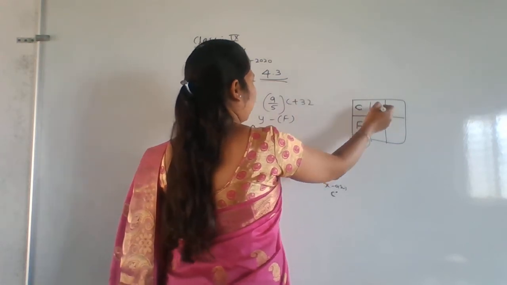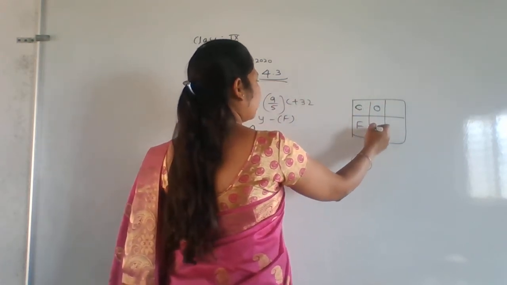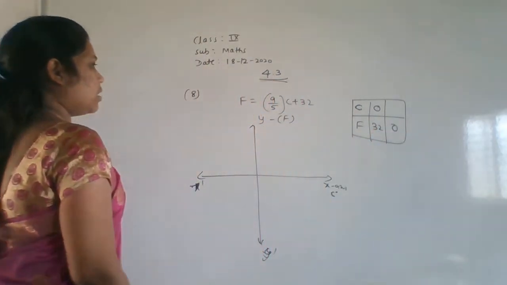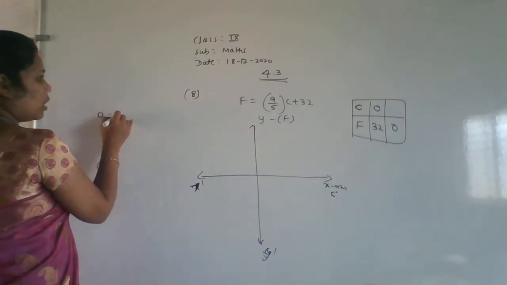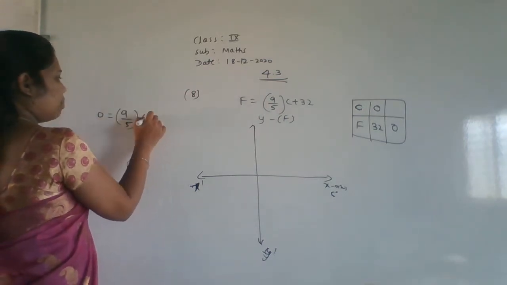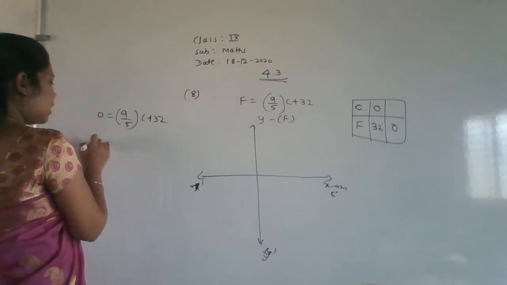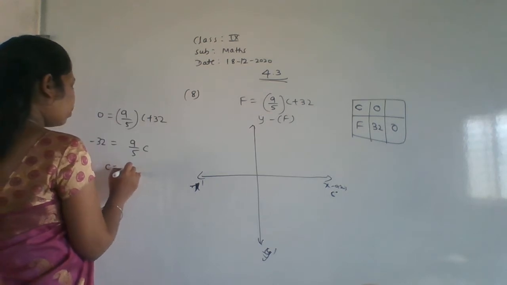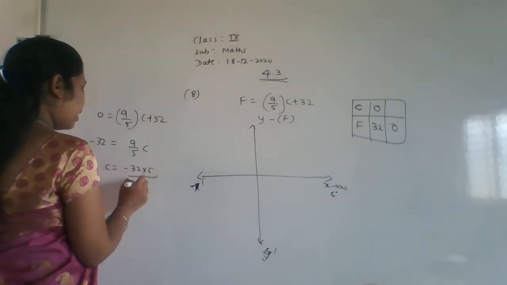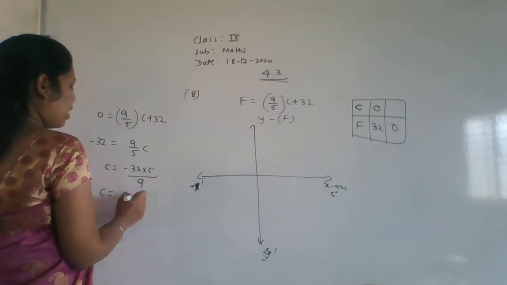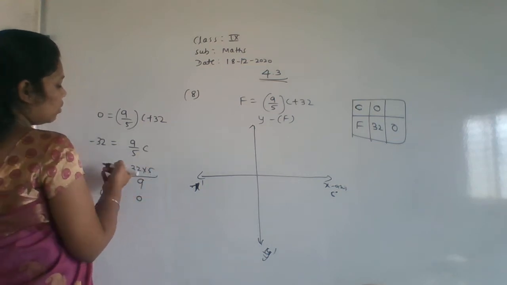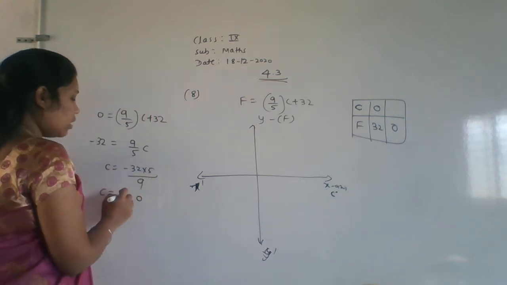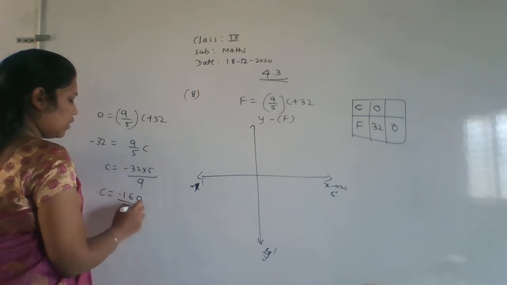If C is 0, what is the value of Fahrenheit? That is 32. If F is 0, what is the value of Celsius? If F is 0, then 0 equals 9 by 5 into C plus 32. Take plus 32 to this side, it becomes minus 32 is equal to 9 by 5 C, and C is equal to minus 32 into 5 divided by 9, which is minus 160 divided by 9.